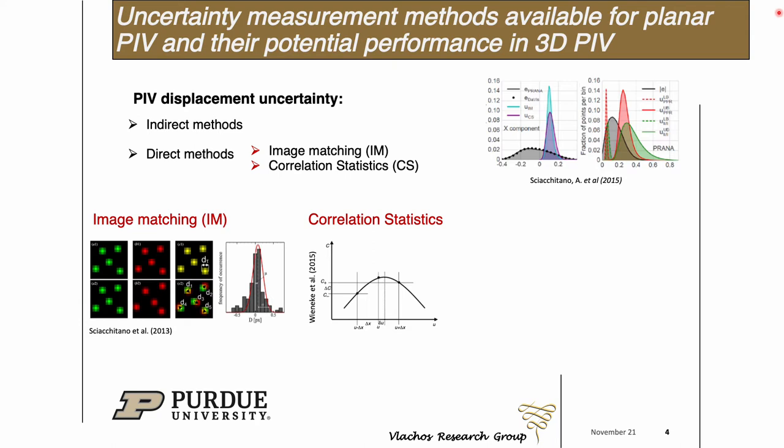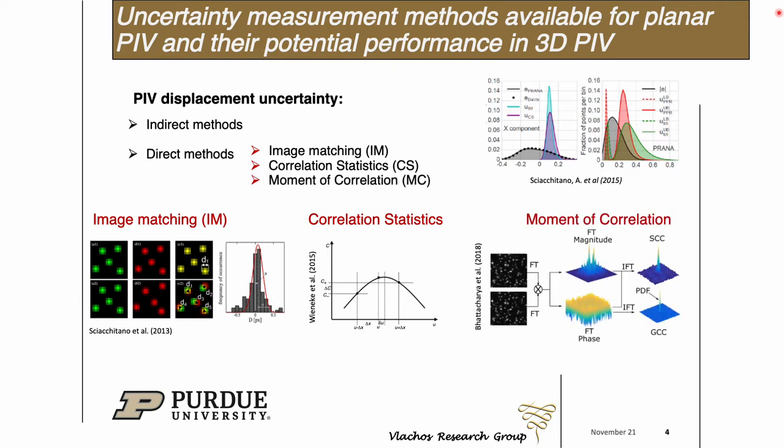And since it's going to be computationally expensive in 3D domain, we haven't worked on it. The last method is moment of correlation, or MC. For an ideal shift, cross-correlation peak can be represented by a Dirac function representative of the shift and Gaussian representative of the particle shift. And any deviation in the peak is due to error sources.